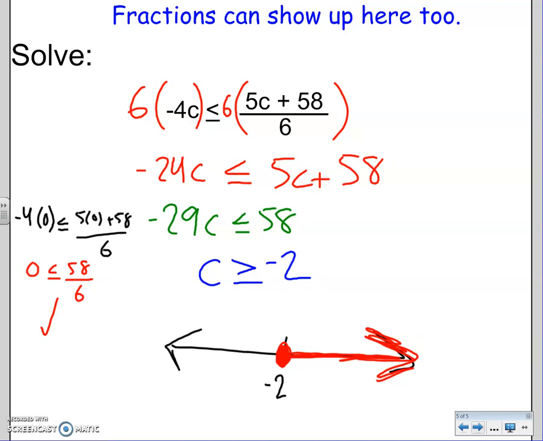All right, let's write the interval. The interval is -2 closed all the way to infinity. If you want to do the other way, x equals the set of all x's such that x is greater than or equal to -2.